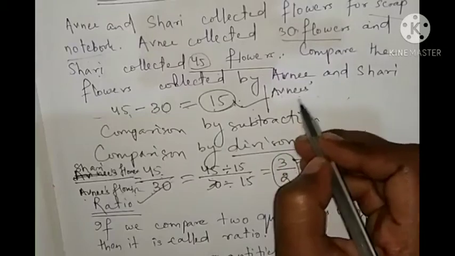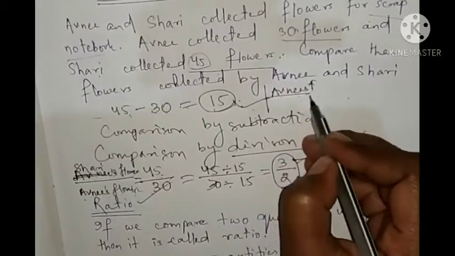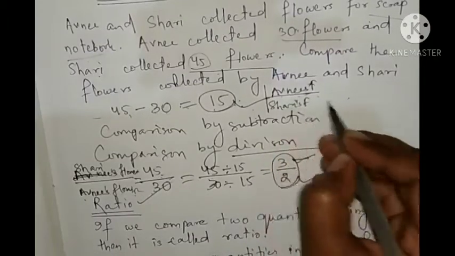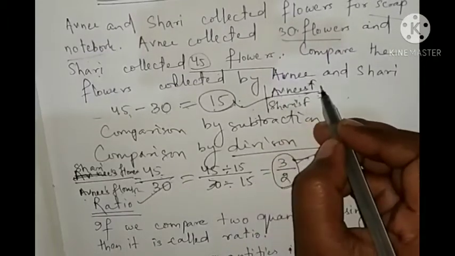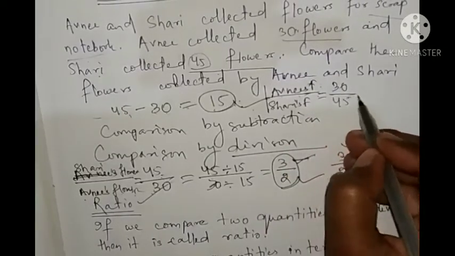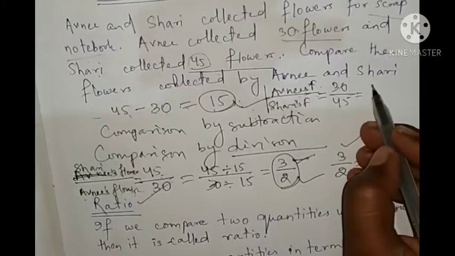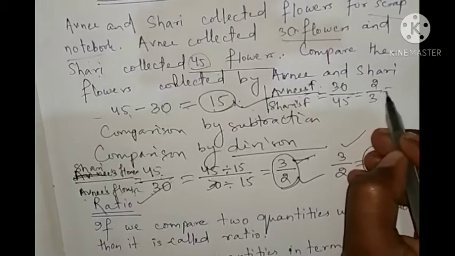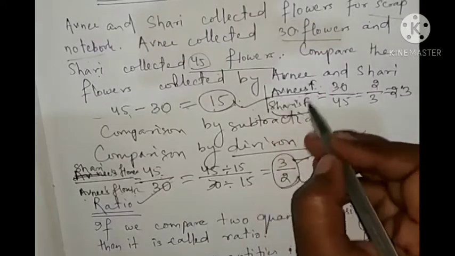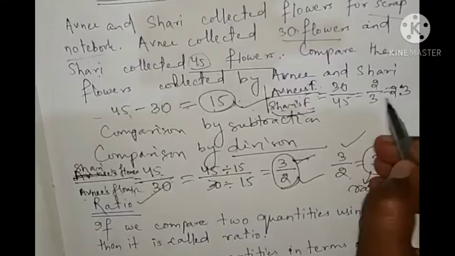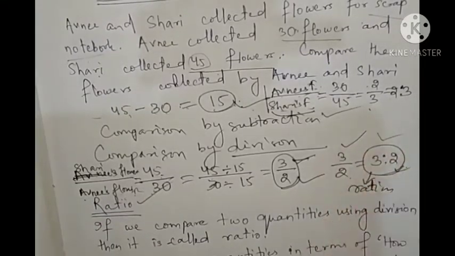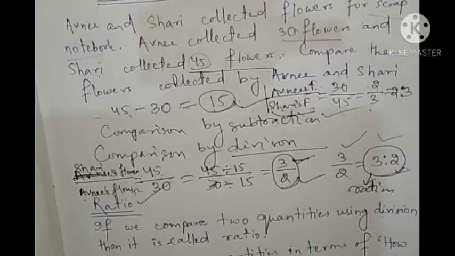Avni's flowers by Sari's flowers. First I will write Avni's flowers, how much? 30, and Sari's flowers, how much? 45. I will make it into simplest form. So what will it be? 2 by 3, that is 2:3. So comparing Avni's flowers to Sari's flowers, that is 2:3 or 2/3, but Sari's flowers to Avni's flowers is 3:2. And this comparison is by division, and this is called ratio.